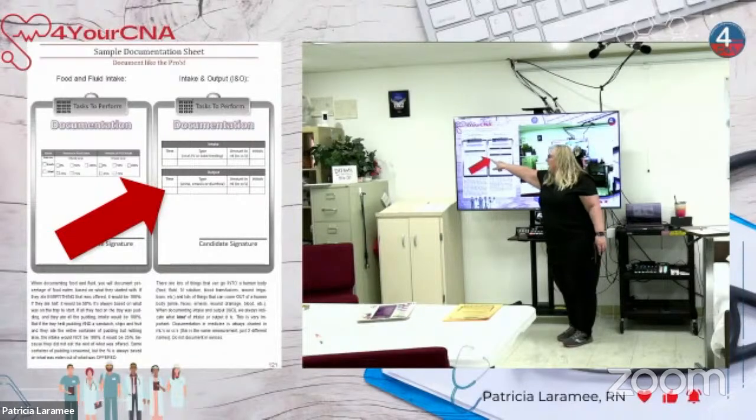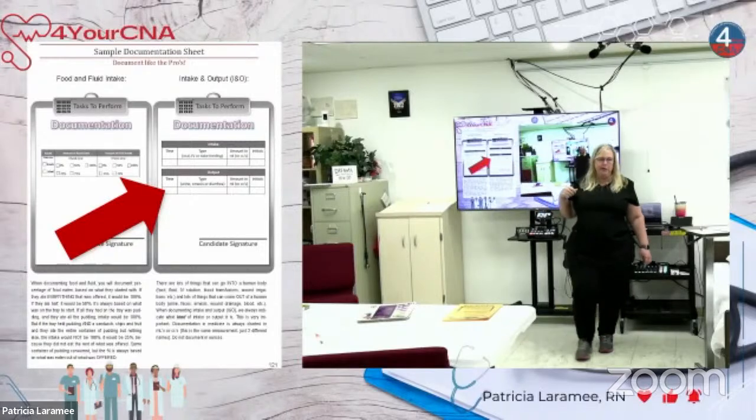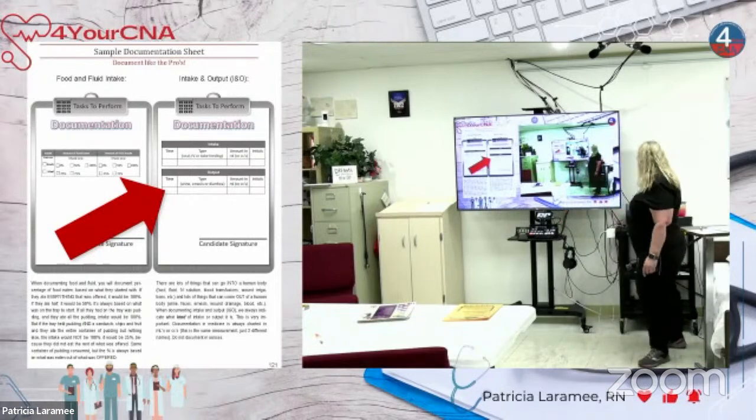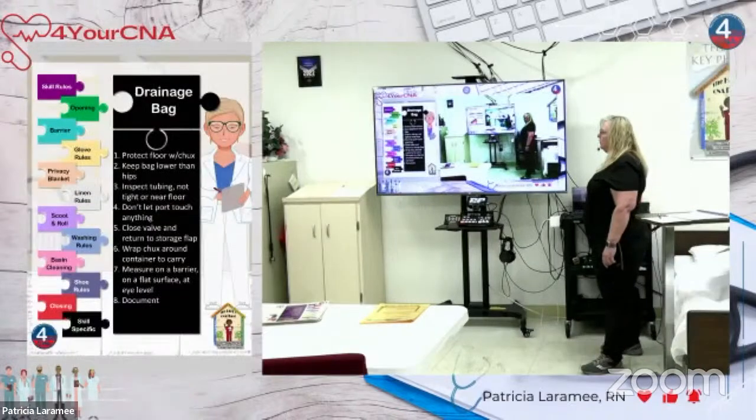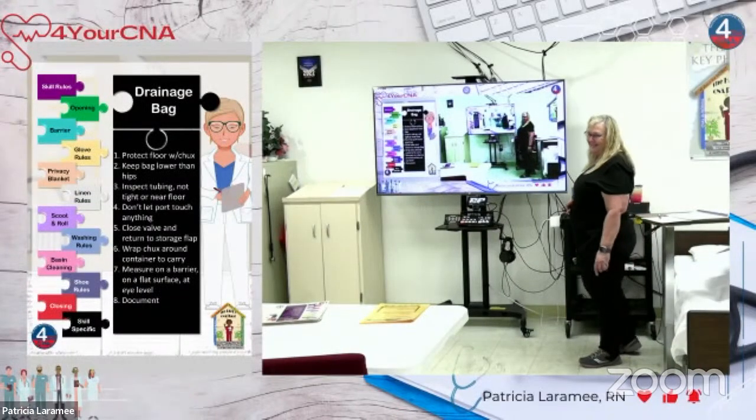So we want to put the time. Military time is best, but you can use regular time. If you do, you have to use AM or PM. We're going to put the type of output, which is? Urine. You have to put the type. Not everything that comes out of the body is urine. Okay. How much we measured and our initials. So this is the documentation form that we will be using for the test. Make sure you put it in output. That's the number one error for this skill.